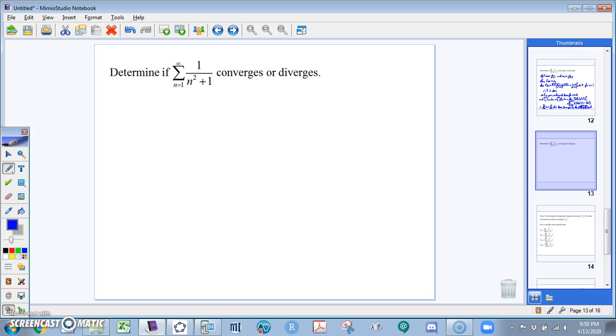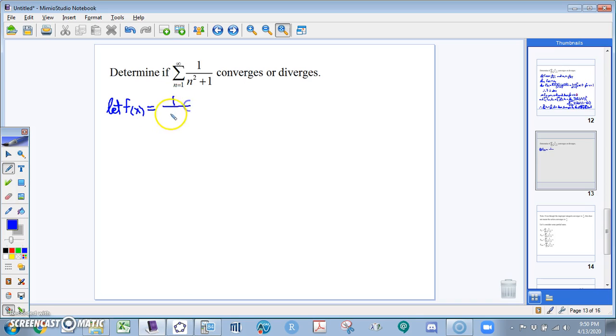Let's do another example. Looks a lot like the last one, but not quite. So now we want to go here. Again, I'm going to start with the nth term test, but that definitely goes to 0. 1 divided by n squared plus 1 definitely goes to 0. So I'm going to set up all of this stuff and try the integral test. I have a reason for going through all that again.